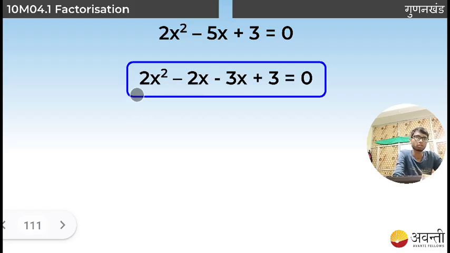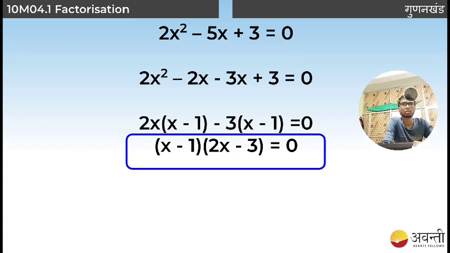Here 2x squared minus 2x minus 3x. Now it became like that. We applied whatever we wanted to apply. What is happening here? Here we know that 2 is common, as you can see, as well as x is also common in these two terms. So 2x is common. So 2x will be taken as common, and here we will be left with x minus 1.